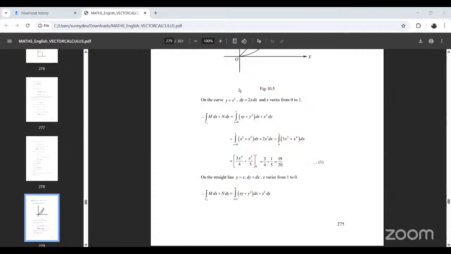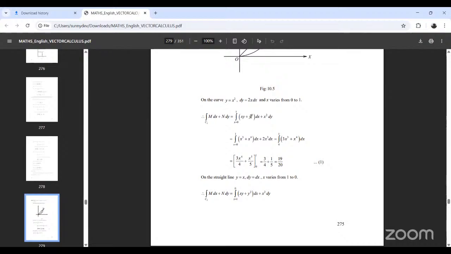So y equal to x square. When you differentiate, dy is 2x into dx, and x varies from 0 to 1. Now the integral of M dx plus N dy from 0 to 1, where M is xy plus y square into dx and N is x square into dy. Remember one thing, we have to change everything into the x variable. There are two variables x comma y, but we are changing to x only.